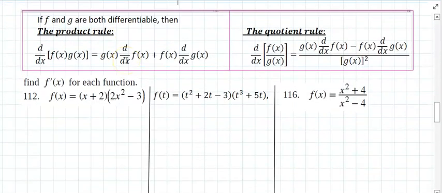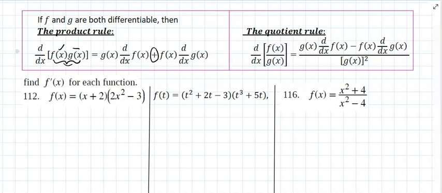Now we have 2 more rules to worry about. One of them is called the product rule. This one seems to be easier for students to remember. And the quotient rule is a bit more complicated. Well, the product rule says if you have 2 functions multiplied and you want to take a derivative of those, that wouldn't be the derivative of the first times the derivative of the second. It turns out you have to take the derivative of the first times the second plus the first times the derivative of the second.